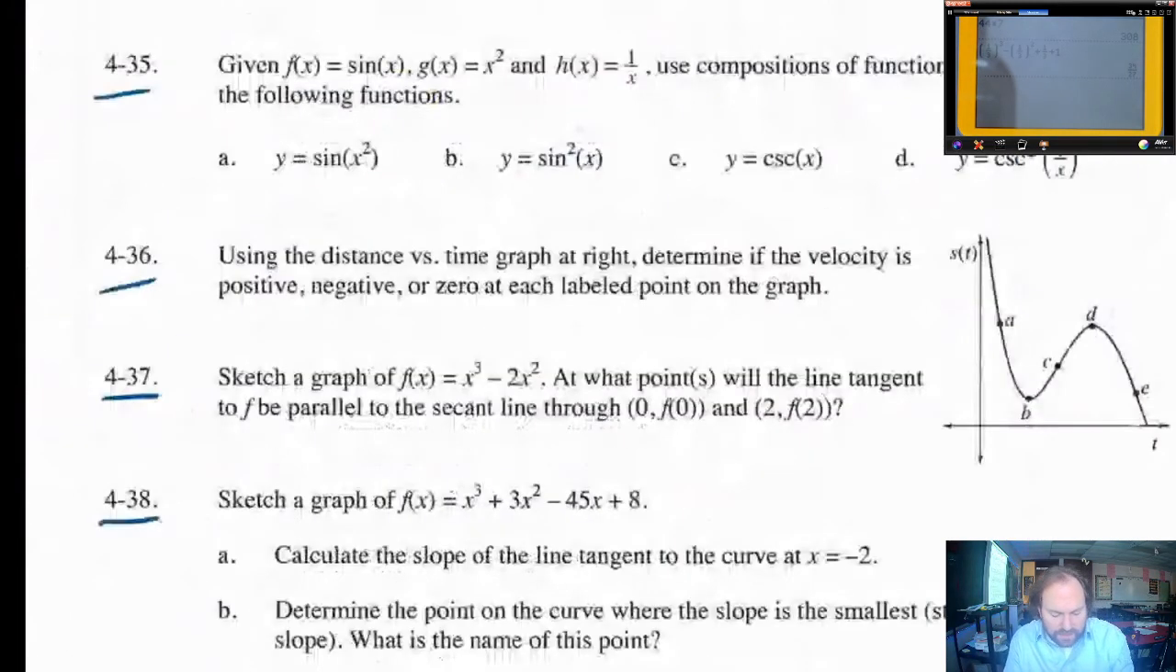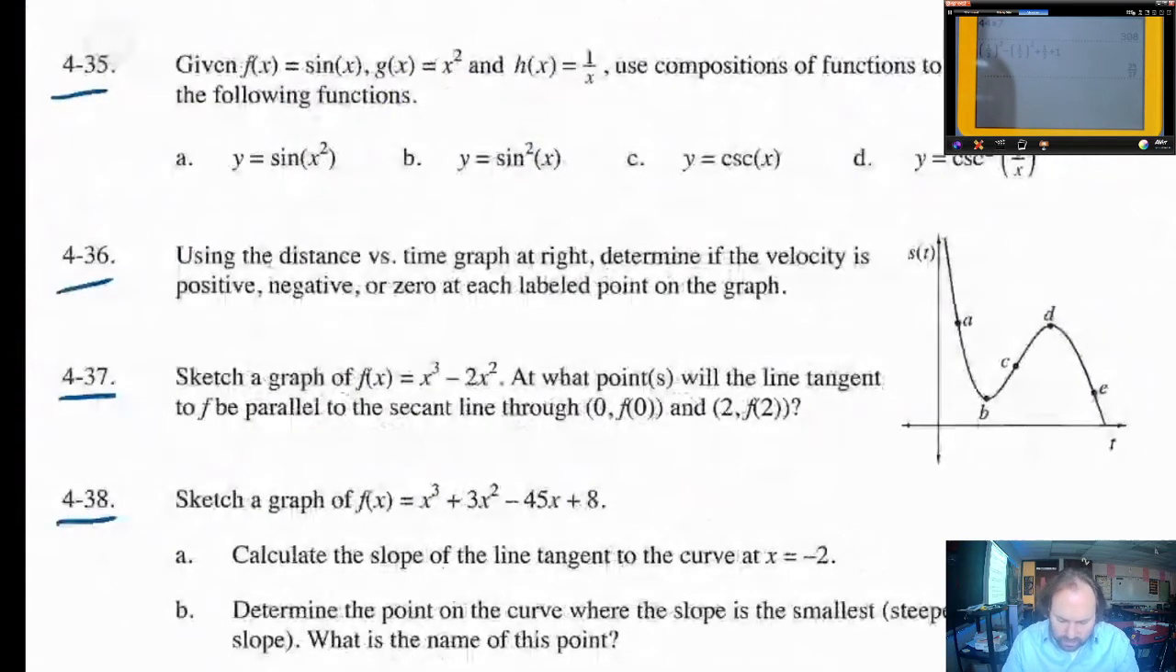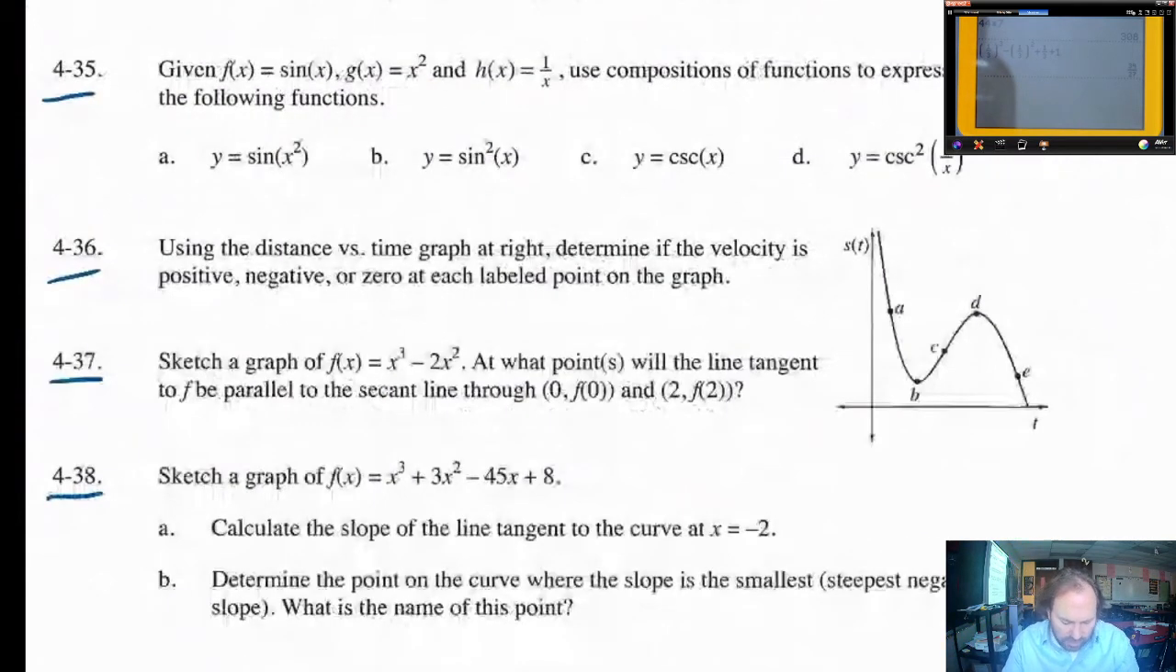4.35a, given f of x is sine of x, g of x is x squared, and h of x is 1 over x, use compositions of functions to express each of the following functions. Okay, here we go. So for a, we need sine of x squared. That would be f of g of x. Again, you got to see that g of x is the inside part there.